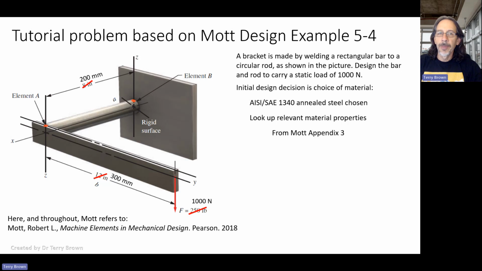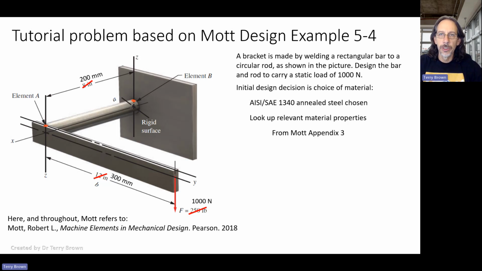Okay, so as a design process, we need to make a choice about material. Right? So that would be one of the choices that we have to make in a design task. In the textbook, they've said, okay, we're just going to choose this particular grade of steel. And then from that, we need to make use of the material properties or mechanical properties of that material. So you should be used to looking up these material properties. So have a go at finding the appendix in MOT or anywhere else you like.